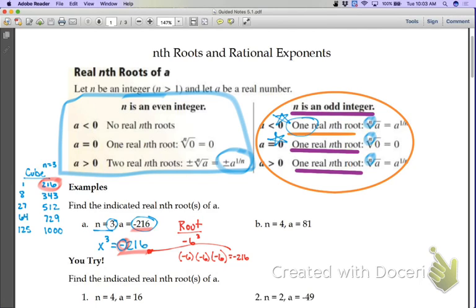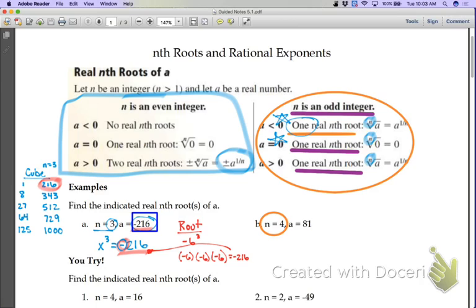If it's an odd root, or an nth root and your n is odd, whatever sign you have right here, if it's positive, then your root is going to be positive. If it's negative, then your root is going to be negative. It will match whatever you have. Whereas if you have an even root here, you're going to have one of 3 things: either no roots, 1 root, or 2 roots.